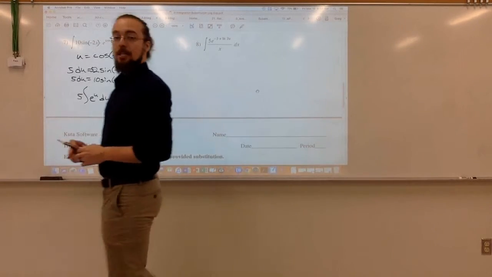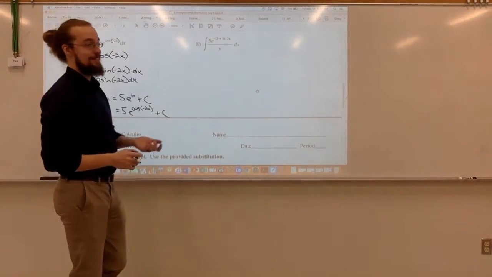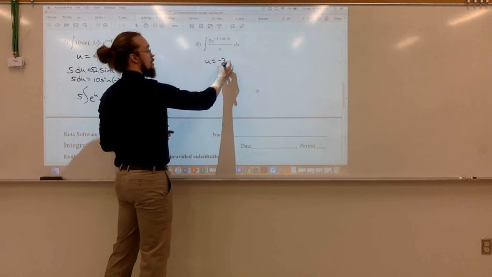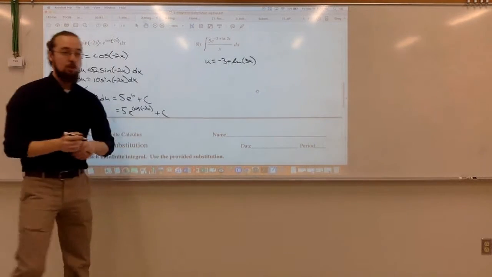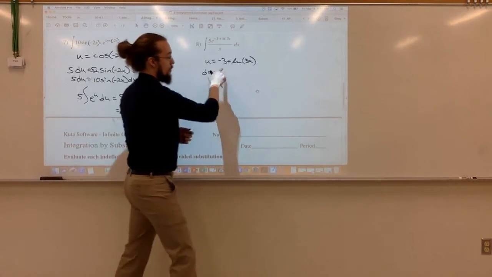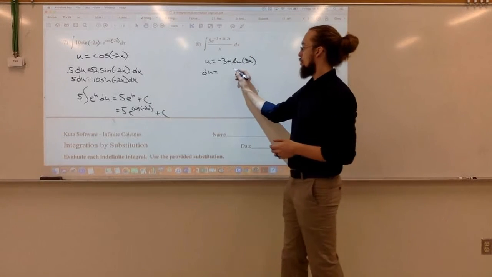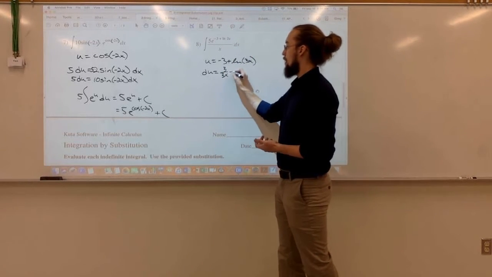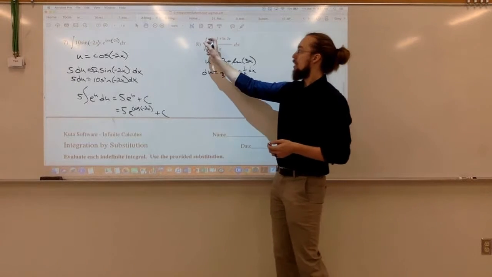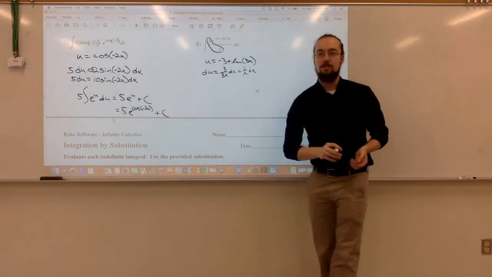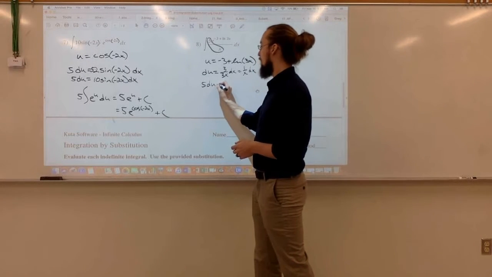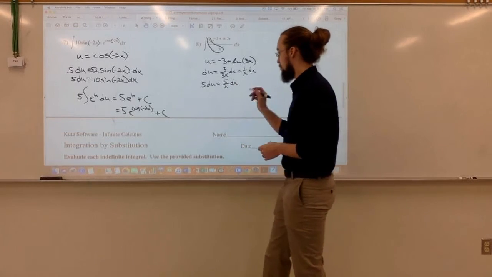So then number 8, again, my exponent will be my u. If I take the derivative, du, derivative of negative 3 is 0. Derivative of natural log of 3x would be 3 over 3x, which would just be 1 over x. But I want it to be 5 over x. Okay, so multiply both sides by 5, and we would get 5 du equals 5 over x dx.